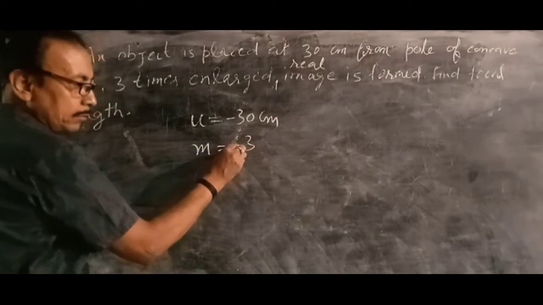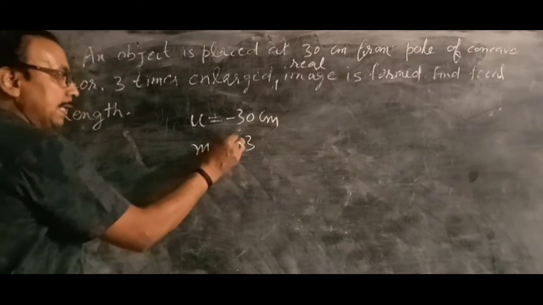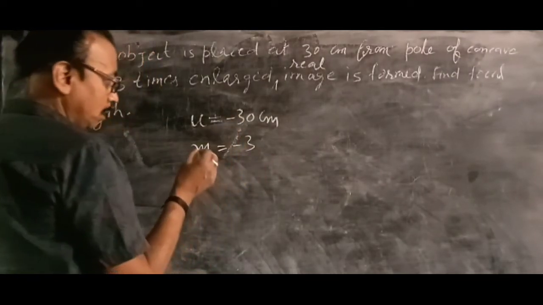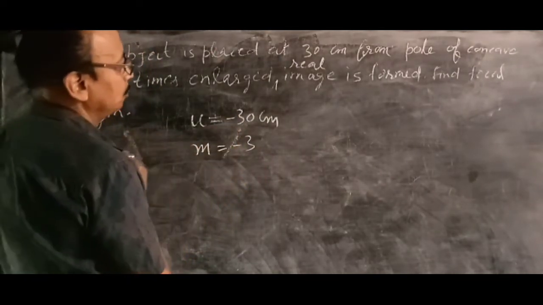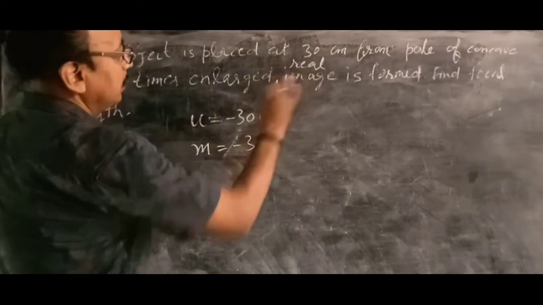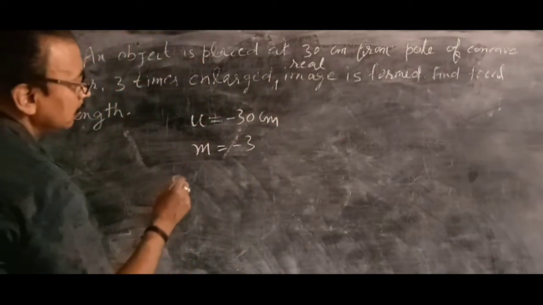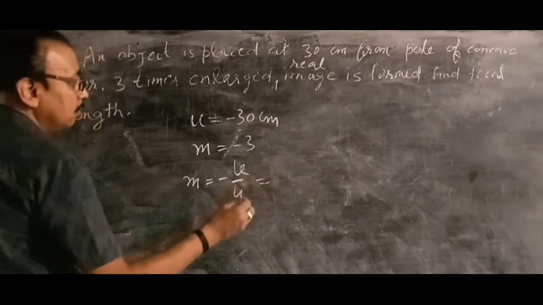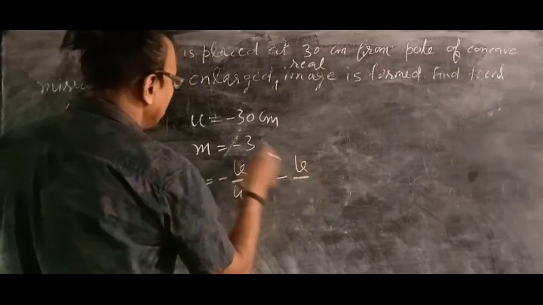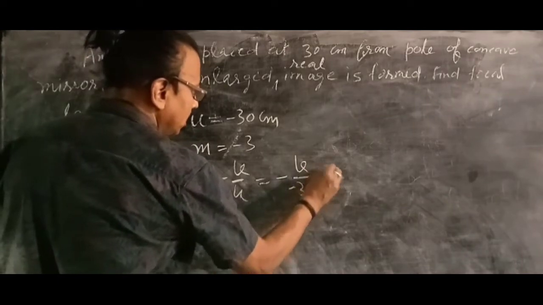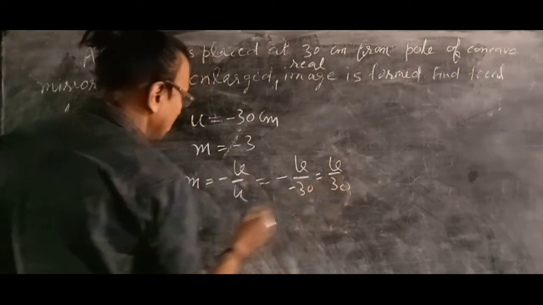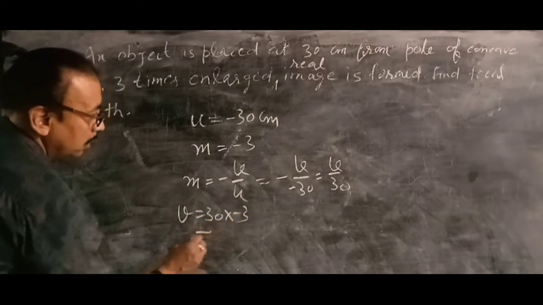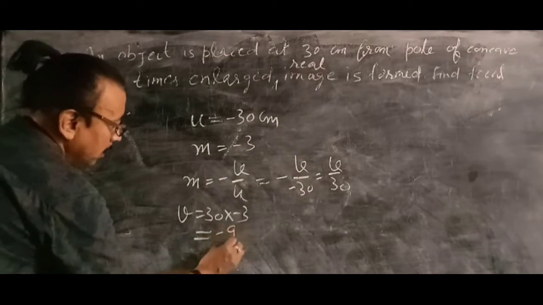Sign of m gives virtual erect or real inverted. For real and inverted, sign of m is negative magnification, and for virtual and erect, sign of m is positive. Here it is given already: enlarged real image is formed. So we know that m equal to minus v by u, that is equal to minus v by u, minus 30, that is equal to plus v by 30, and v equal to 30 into m, minus 3, that is minus 90 centimeter.